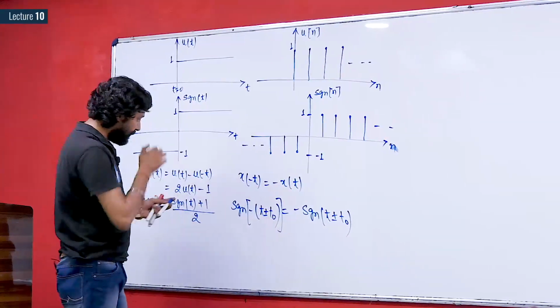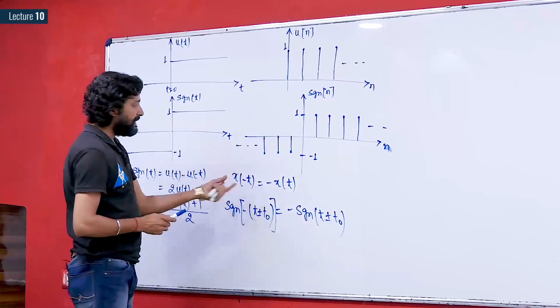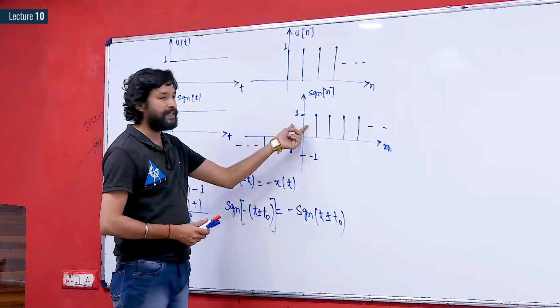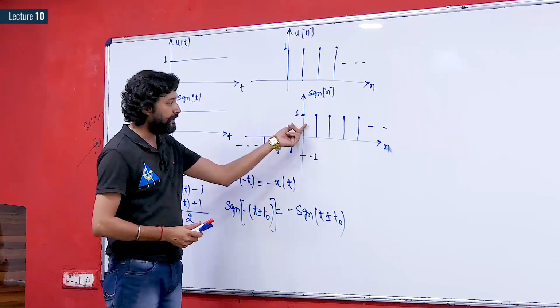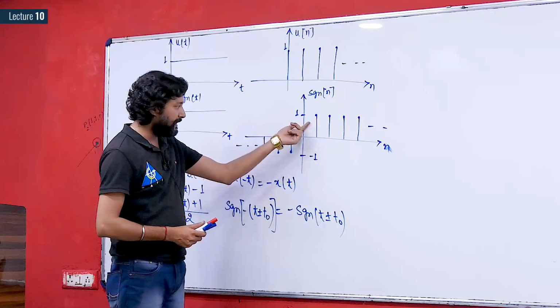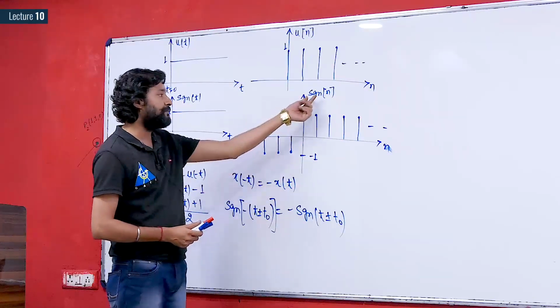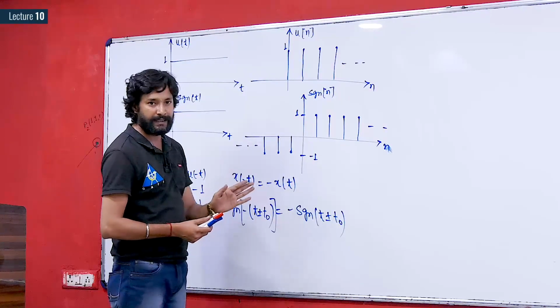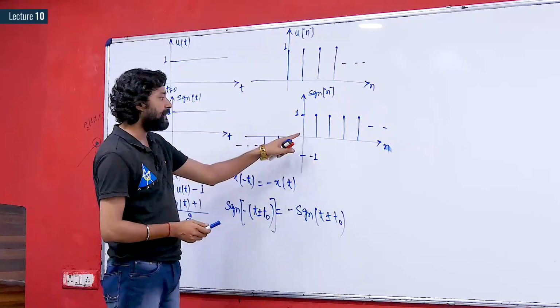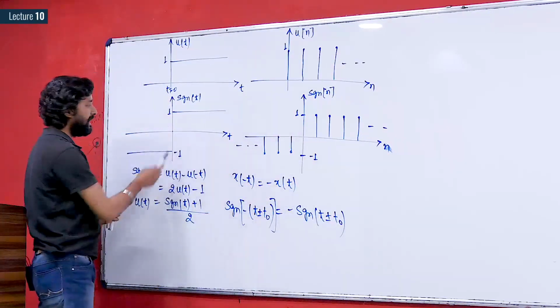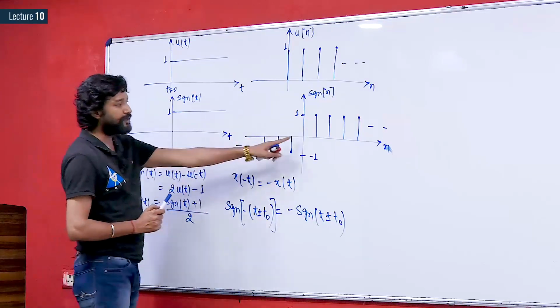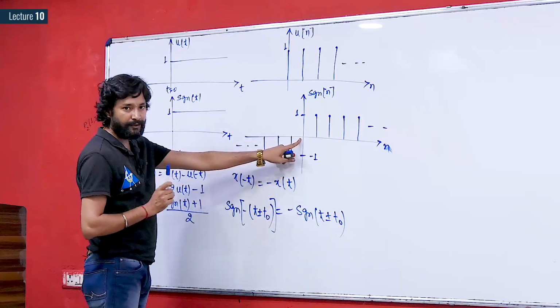Again the same properties apply, as this discrete counterpart of the signum function is again an odd function. So it will again follow the relation that signum of minus n is going to be minus of signum of n, and the value of signum of n or signum of t at either t equals 0 or n equals 0 is defined, that is 0.